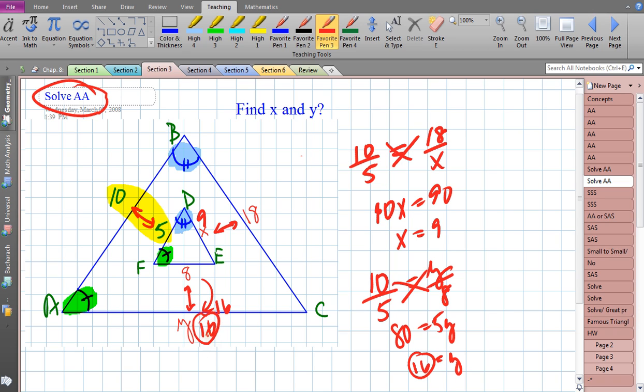So again, we found x and y, and we used the fact that these two triangles are similar based upon angle-angle. Okay, let's take a little break.